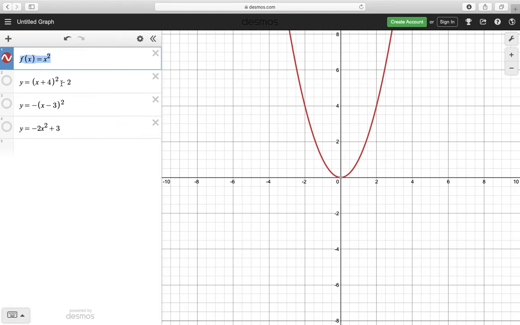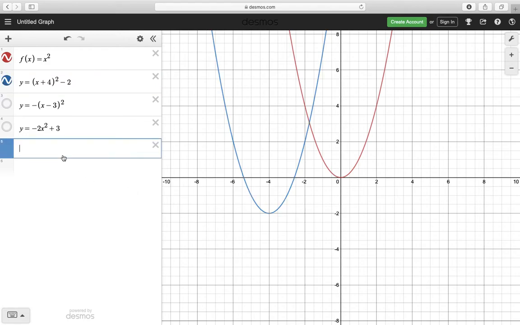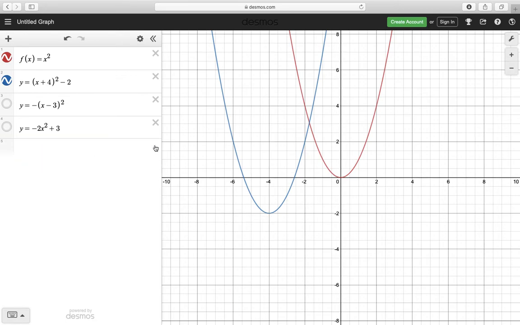So this is the original function. This blue function is what we just graphed. So let's just prove it. Negative 4, negative 2, right there is the vertex. Black point was on it. x equals negative 4 cuts this graph right in half, and again, the vertex is there. So I'm going to ask a few questions off of this. What transformations are happening from this red graph to this blue graph? Okay, so what transformations are happening from here to here?